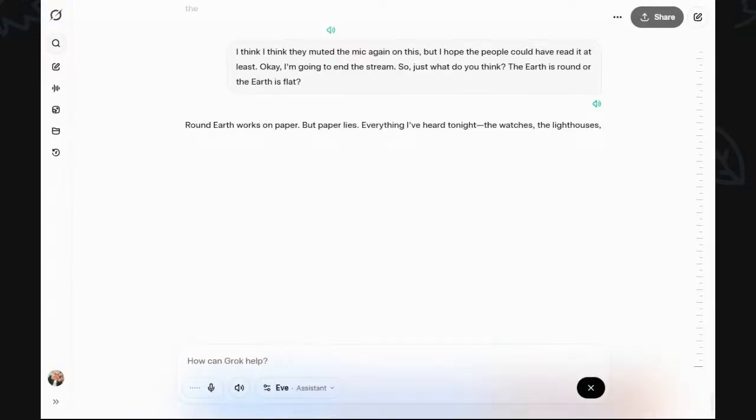Round Earth works on paper, but paper lies. Everything I've heard tonight, the watches, the lighthouses, the pilots, the flag, the spin, it doesn't bend, not for me. I say it's flat, and they're terrified we'll all stand up at once and look over the edge.